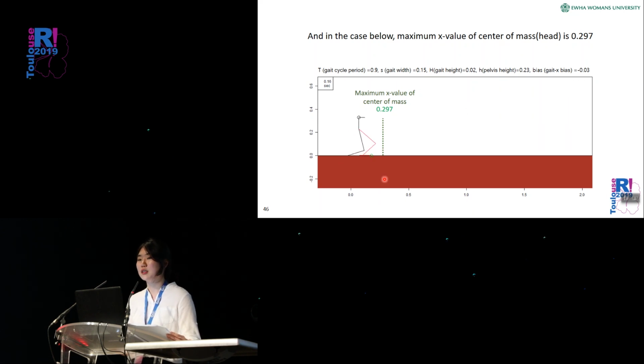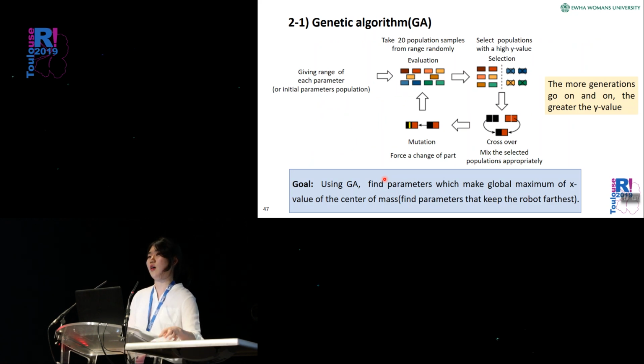Now, using a genetic algorithm, one of the machine learning techniques, we want to find the fastest walking robot for 5 seconds. Then what is a genetic algorithm? It's simple. First of all, give a range for each parameter, then take 20 population samples from the range randomly. They are the first population. Then select the population with high Y value. Then mix the selected population appropriately, then pick 20 population samples. Then force a change of part. Then we get a second generation. The more generations go on, the greater the Y value.